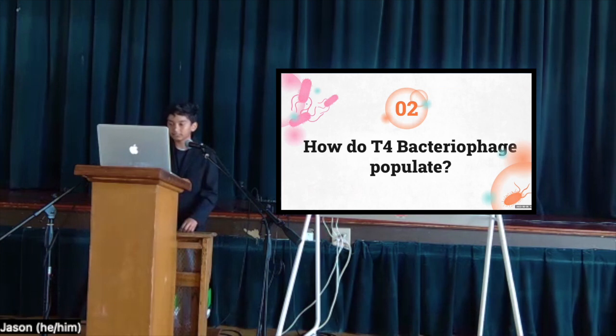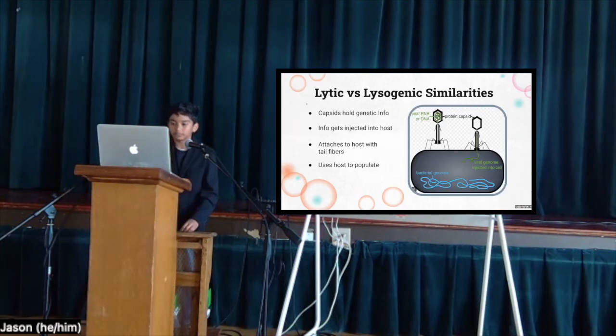So the second question I'm going to be addressing is, how do T4 bacteriophages populate? I've been referring all this time to lytic bacteriophages, but lytic bacteriophages are not the only main type. There's also the lysogenic bacteriophage. Well, what is the difference? Firstly, let's talk about their similarities. The capsid of a bacteriophage universally houses their genetic information. This gets injected into a bacterium they land on using the base plate and tail fibers.